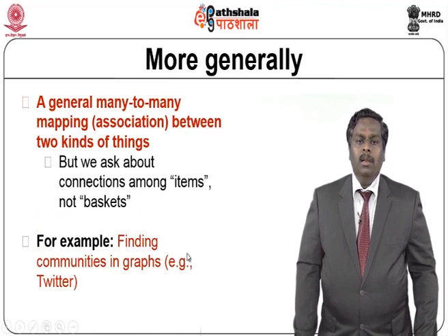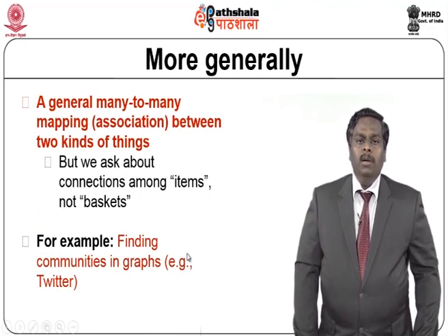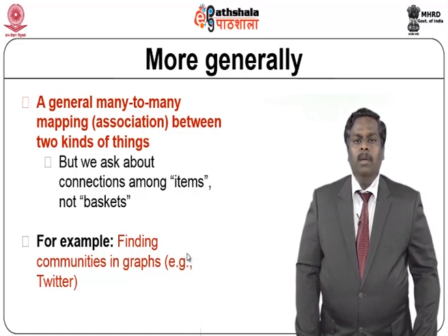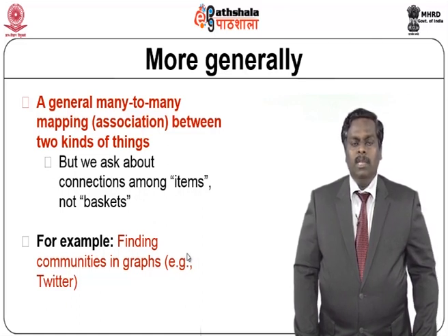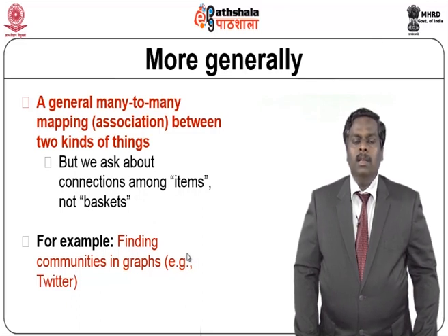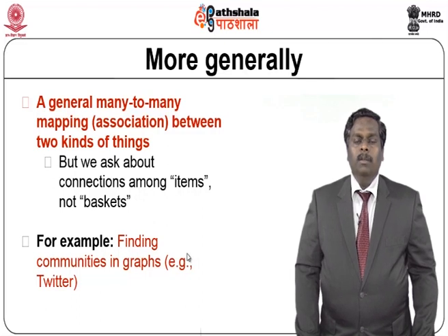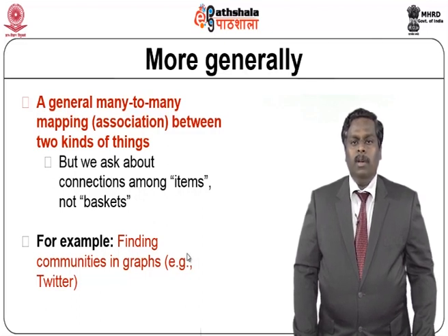So, in general, what is it that we are trying to view? We are trying to visualize the many-to-many relations, which is called association, between two kinds of things. One is the items, but actually speaking we are not trying to identify association between baskets. So, the objective is to identify association between items.